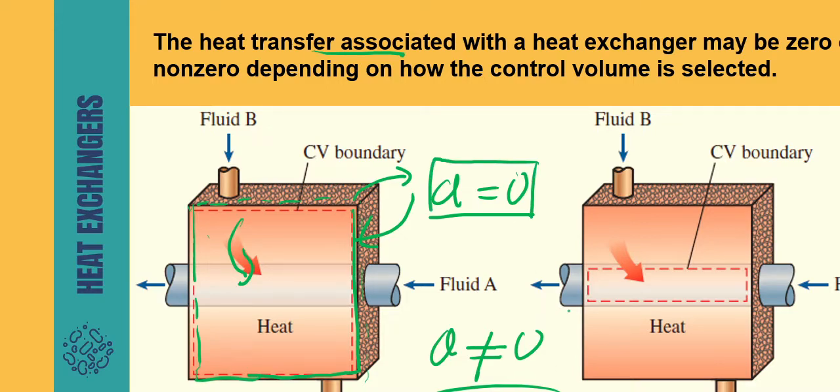And then if you select only fluid A to be your system, meaning that what is the surrounding now? Your surrounding is fluid B. Right, as you know, for heat exchanger, in this case, the heat is transferred from fluid B to fluid A, to your system.